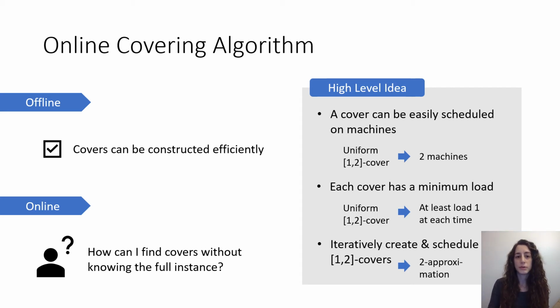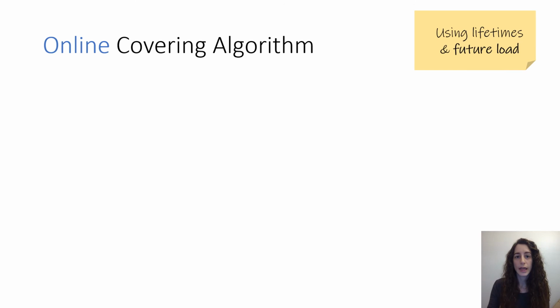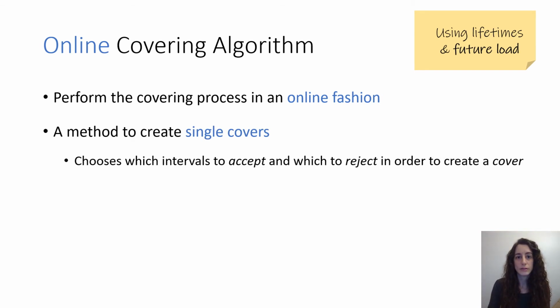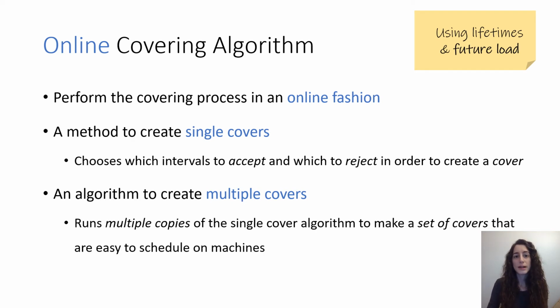Here we developed the online covering algorithm. And this algorithm creates a set of covers in an online fashion. So the algorithm consists of 2 components. A method to create single covers, where upon an interval arrival, it decides whether to accept the interval and make it part of the cover or reject it. Then we have an algorithm to create multiple covers, and this is our main algorithm. It runs multiple copies of the single cover algorithm, which generate a set of covers. And then each of these covers can then easily be scheduled on machines.